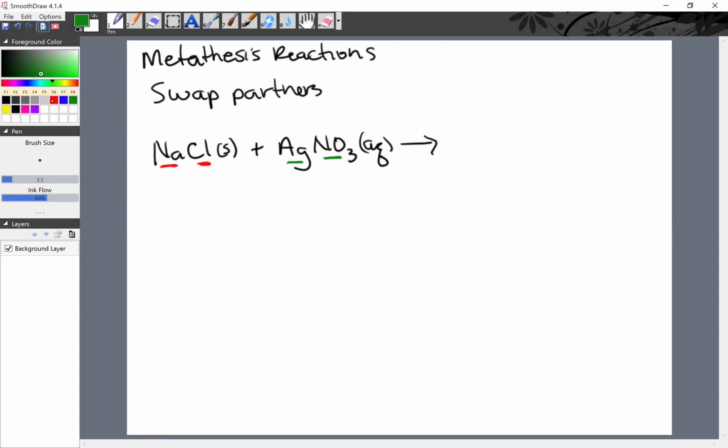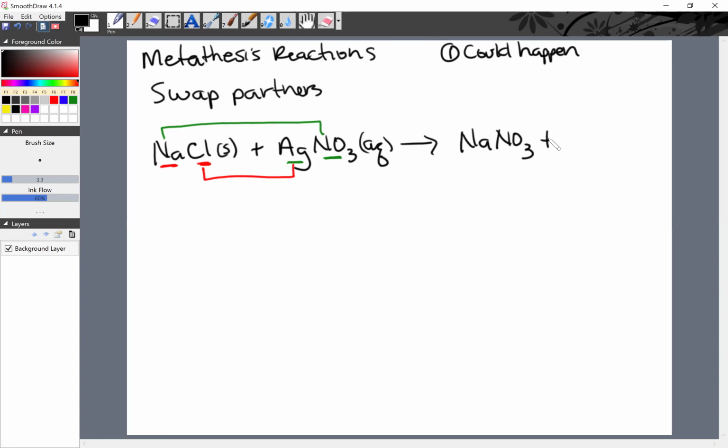I am going to combine them. The sodium, the cation, will go with the anion over here, and the cation over here will swap with the anion. And so this is what could happen. All right, so just do what could happen. So I'm going to put my sodium with my nitrate, and I'm going to put my silver with my chloride. Now, I have to make correct formulas. So I have to trust their ionic information to be able to make it.